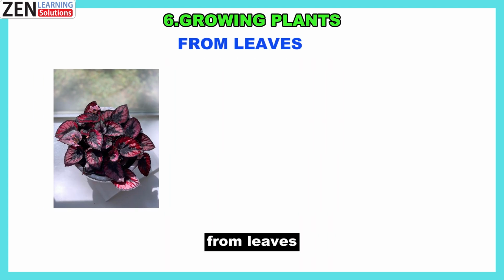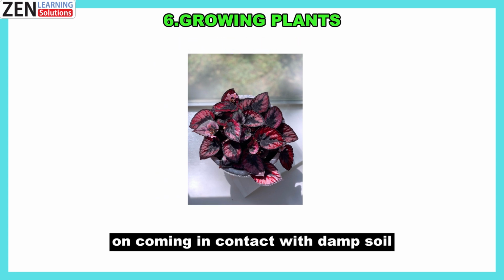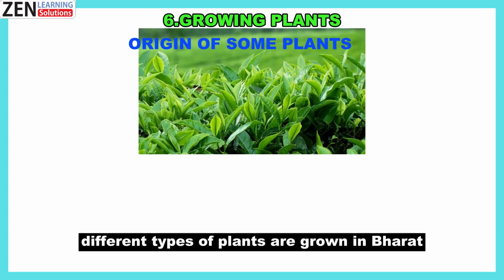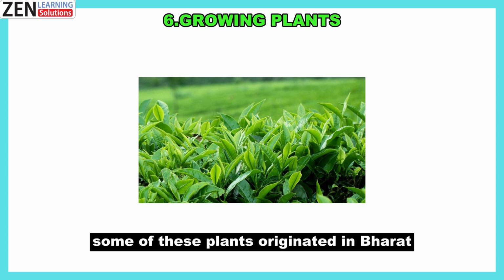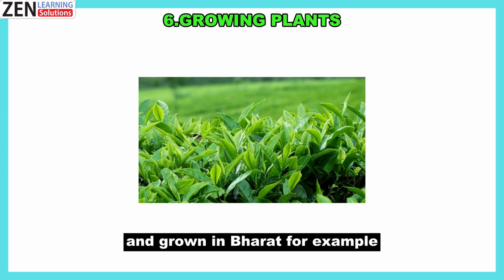From leaves. Leaves of begonia and bryophyllum grow buds on their edges. On coming in contact with damp soil, new plants grow from these buds. Origin of some plants. Different types of plants are grown in Bharat. Some of these plants originated in Bharat, but many of them were brought from other countries and grown in Bharat.